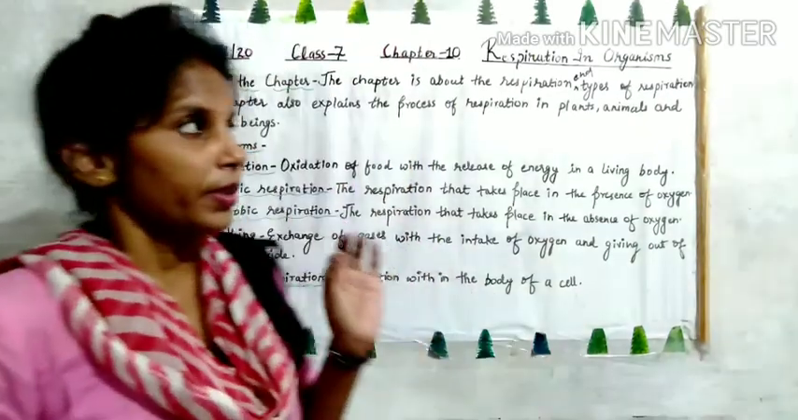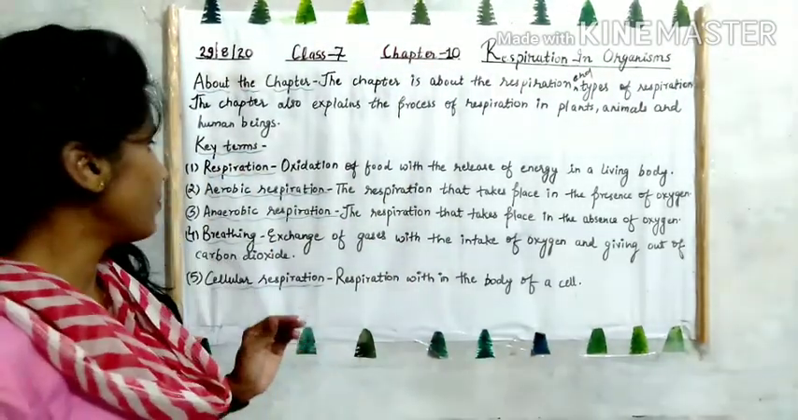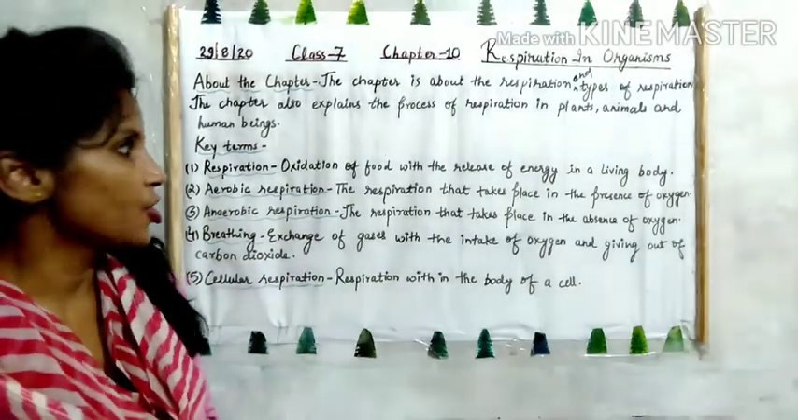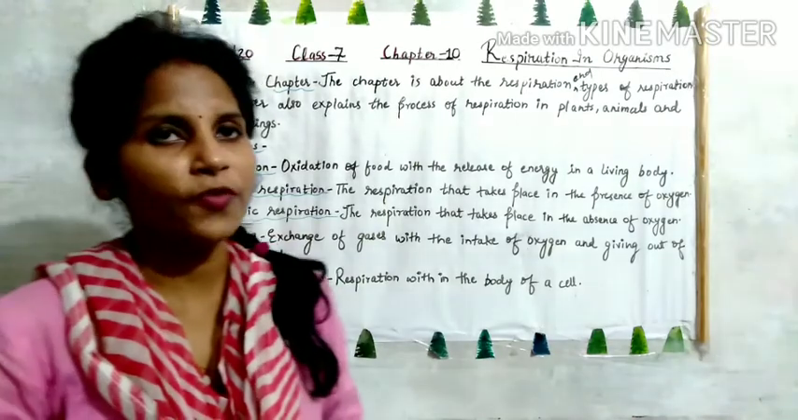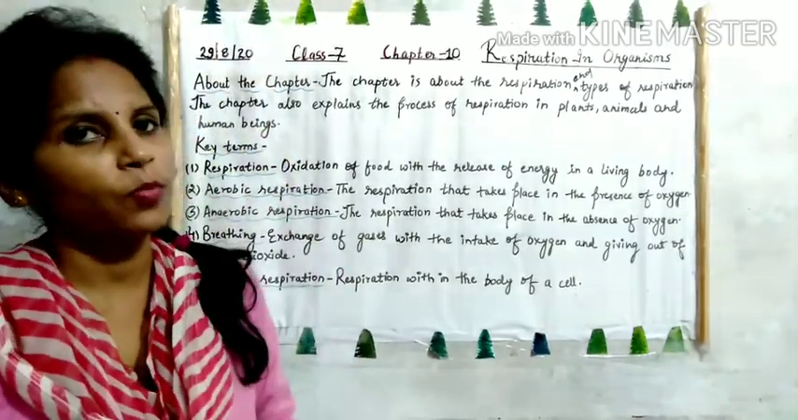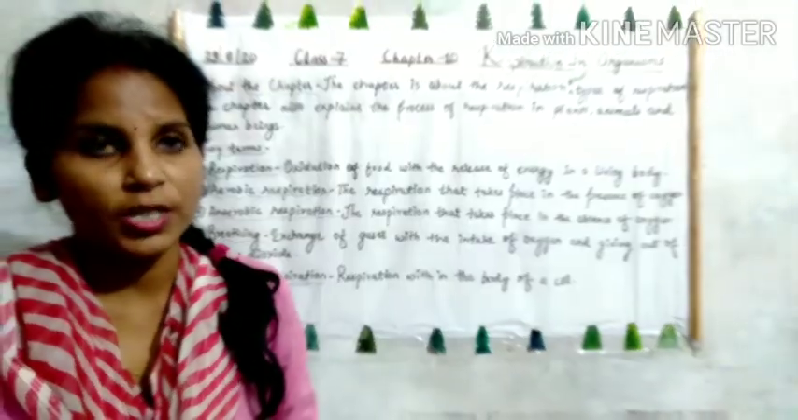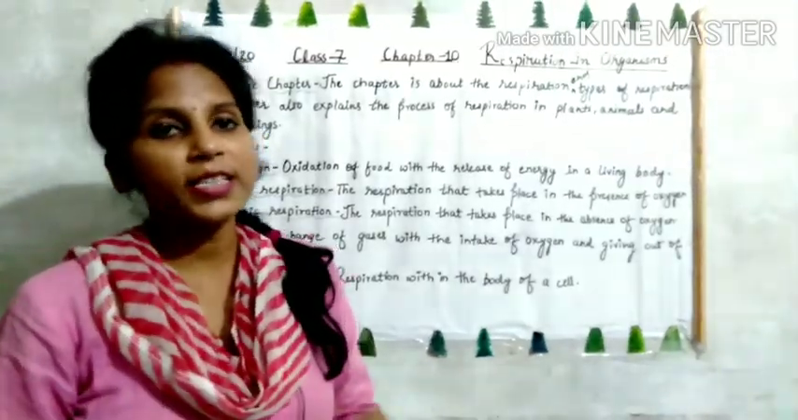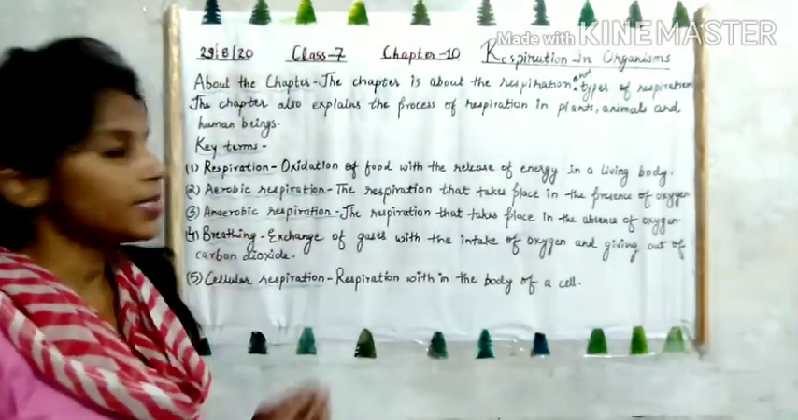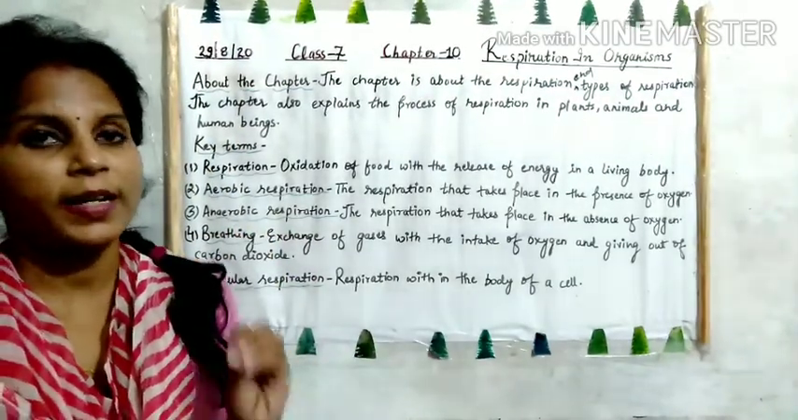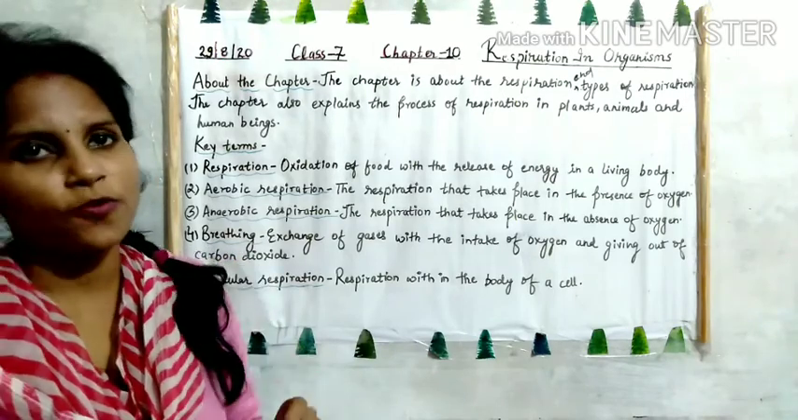Then give the next heading, that is key terms. What are the important terms of this chapter? First one is respiration. What is respiration? Oxidation of food with the release of energy in a living body. Now the second one, aerobic respiration, the respiration that takes place in the presence of oxygen. Okay. Then third is anaerobic respiration, the respiration that takes place in the absence of oxygen.